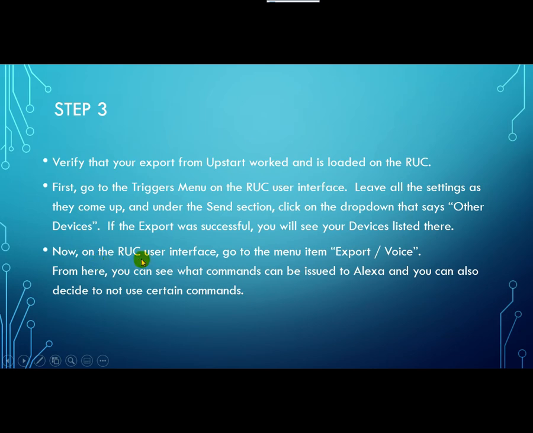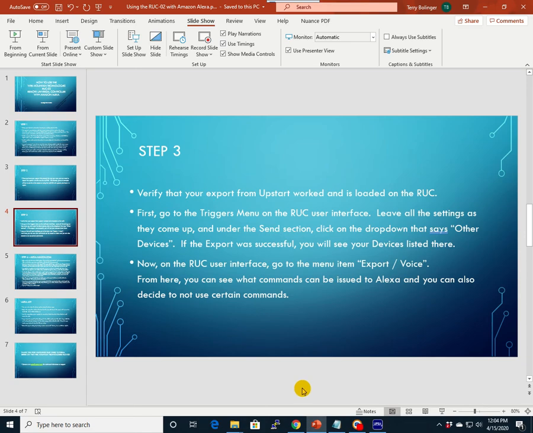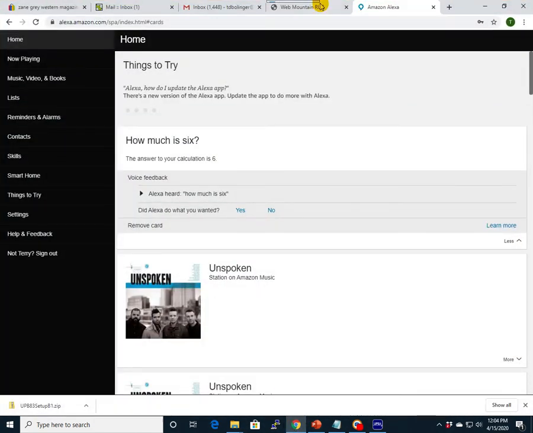Also, when we're on the RUC user interface, you can go to the menu item, Export Voice. From here, you can see what commands can be issued to Alexa, and you can also decide to not use certain commands. So let's go into the RUC user interface.